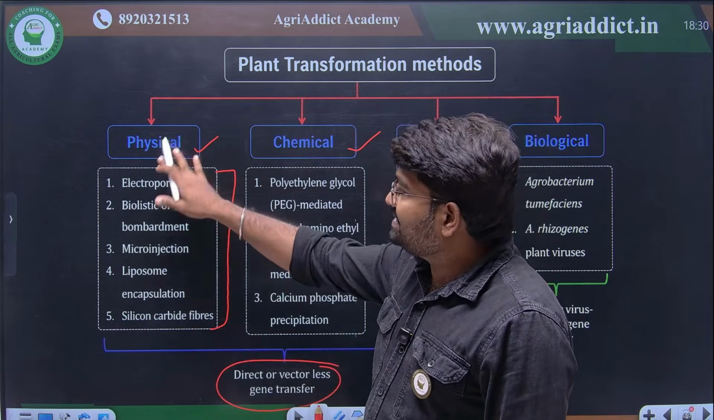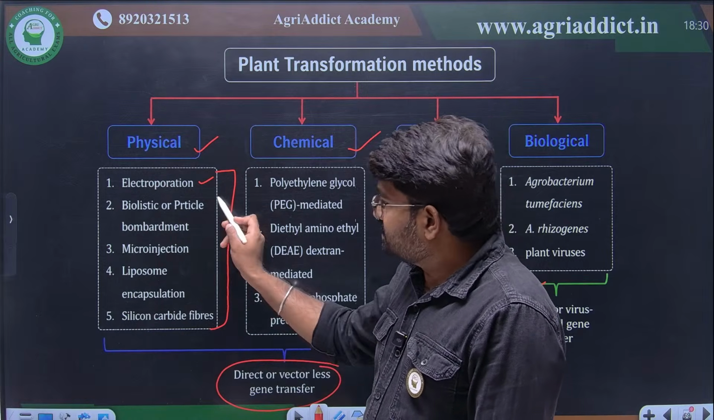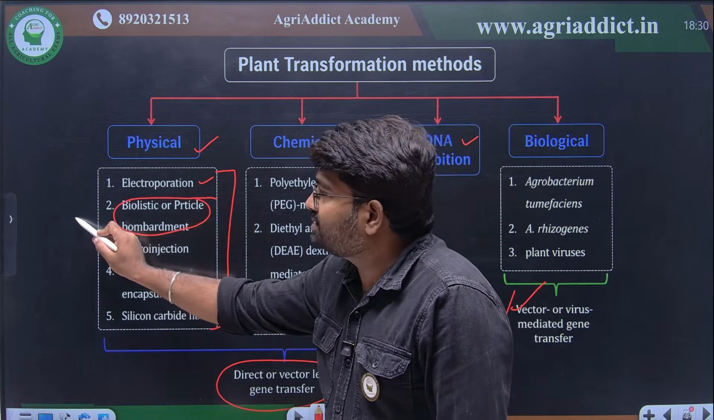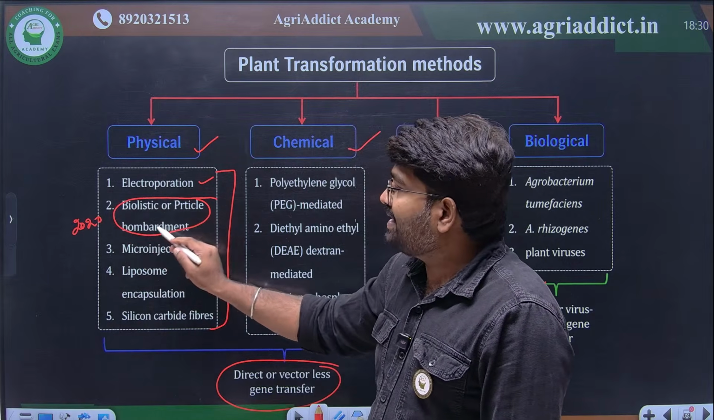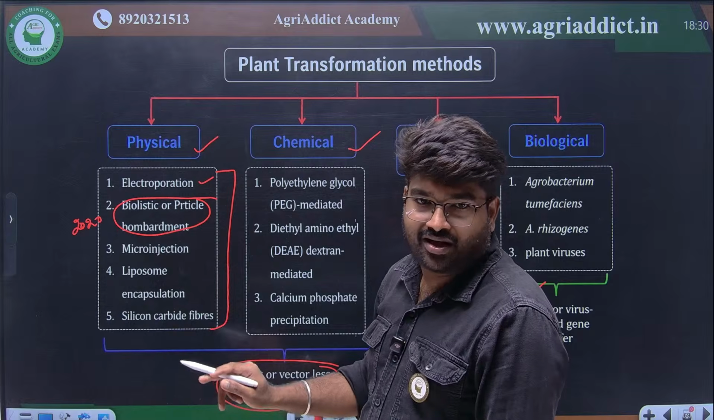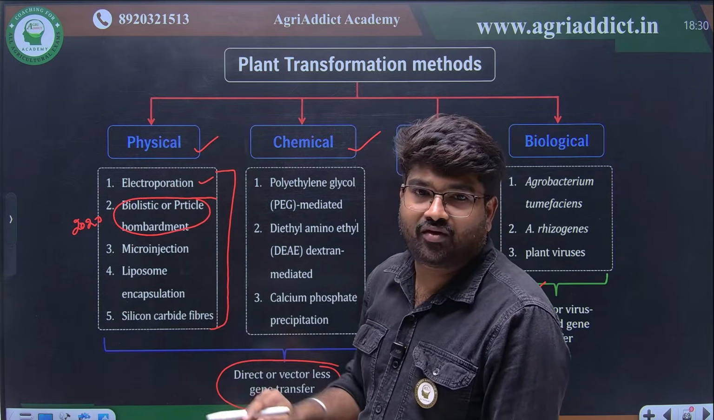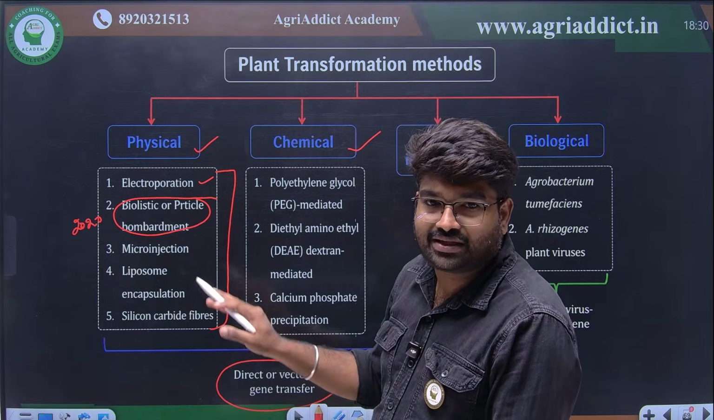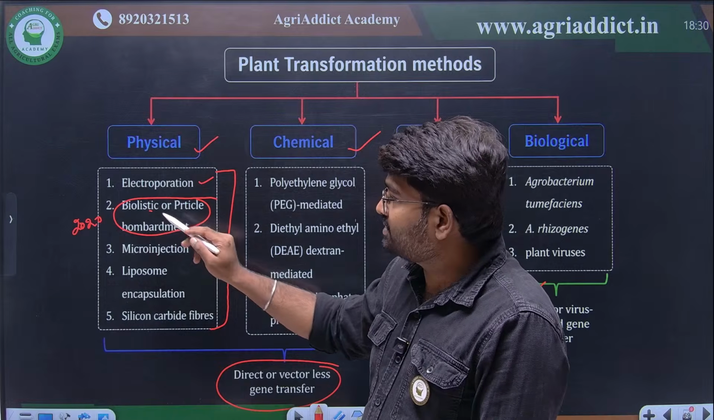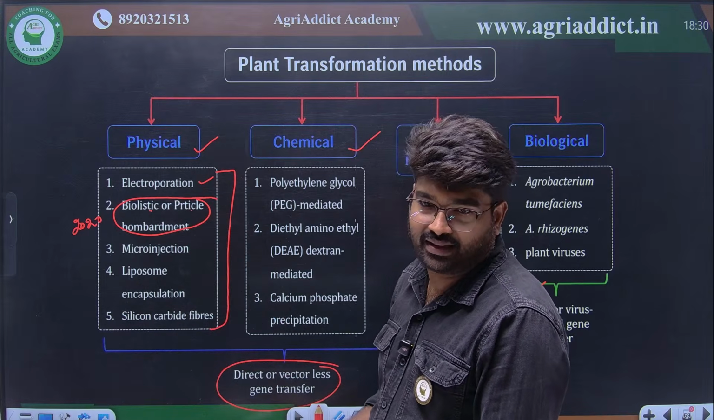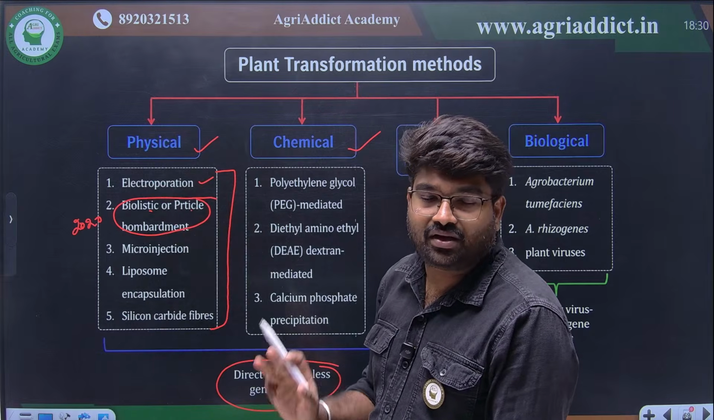In the physical method, electroporation, we can give an electric pulse. This is a JRF 2020 question. Biolistic is also known as the particle bombardment method of gene transfer. It's an example of a physical method of plant transformation. This is the question they asked: the biolistic method of gene transfer is also known as particle bombardment, and it is an example of a physical method of gene transfer.